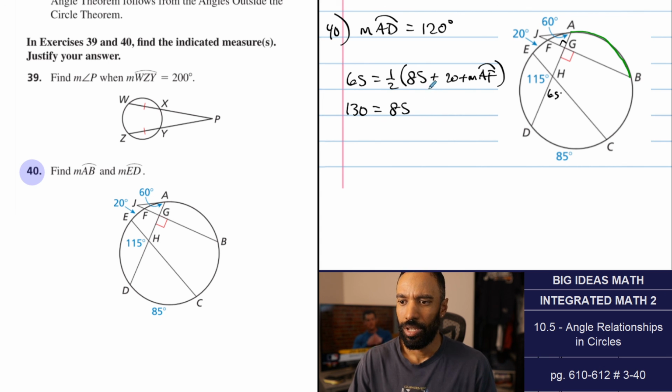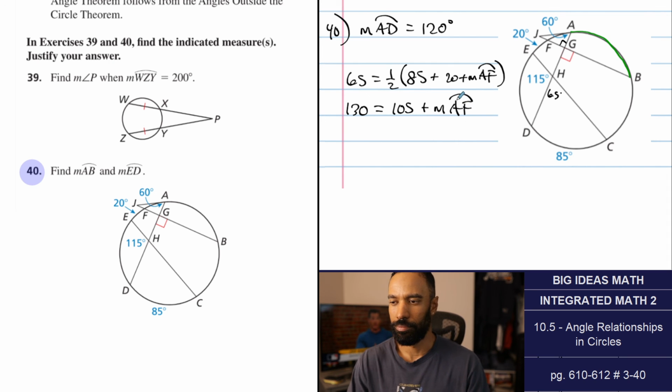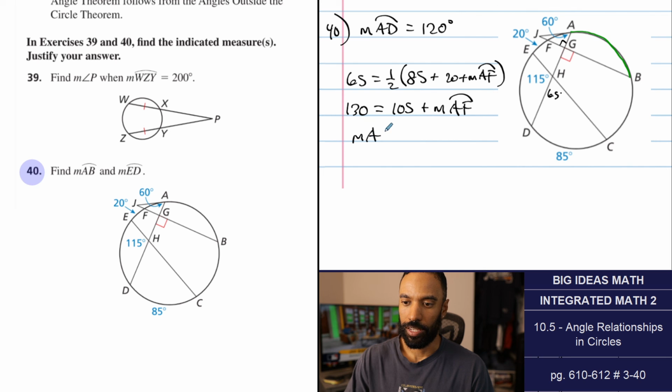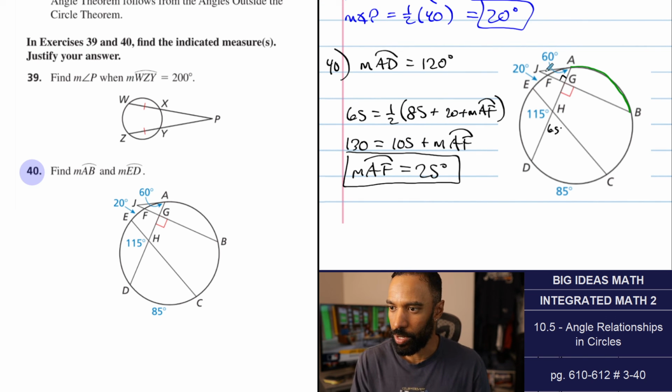I don't know what I'm doing. What's 85 plus 20? 130 is 105 plus measure of arc AF. I thought this was going to be this hard thing to do. Subtract that, measure of arc AF is 25 degrees. That probably could have been found in a bunch of different ways. That's not the answer, but this 25 degrees right here can help me for a few things.